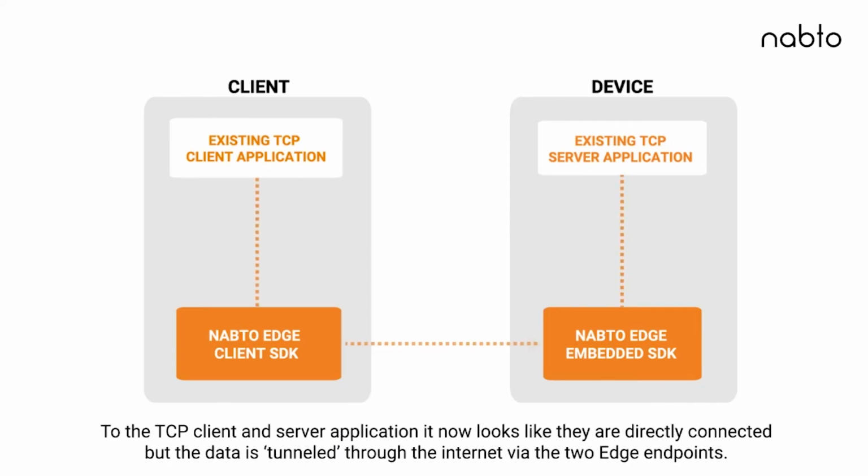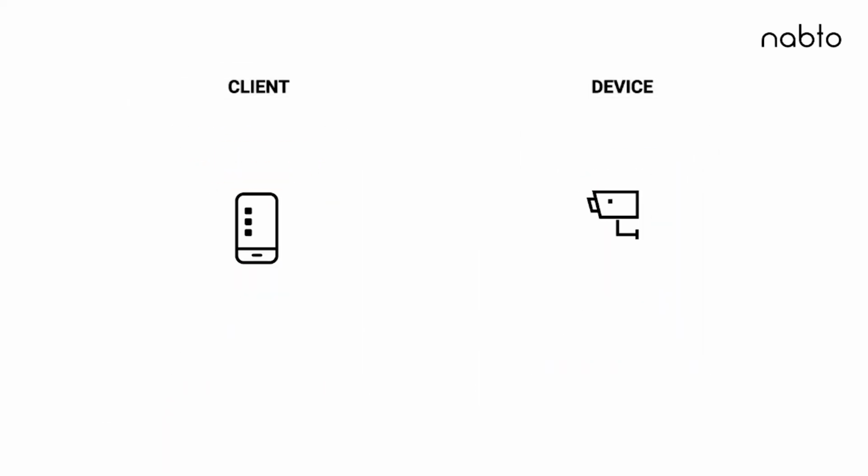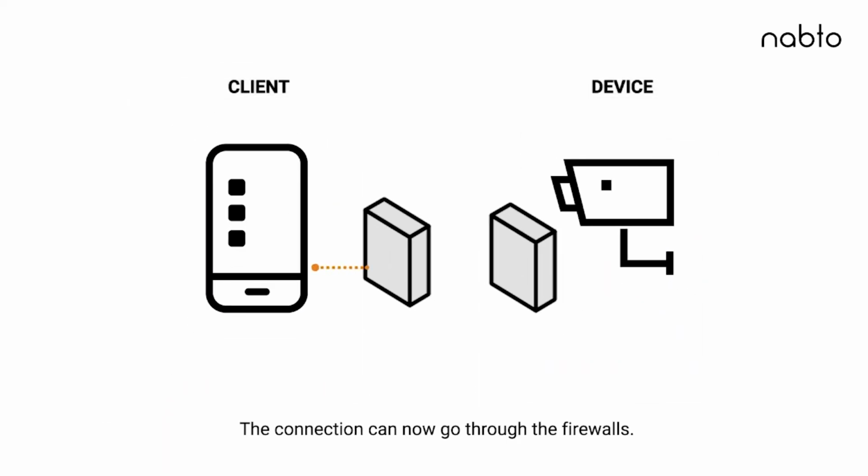To the TCP client and server application, it now looks like they are directly connected, but the data is tunneled through the internet via the two Edge endpoints. The connection can now go through the firewalls.